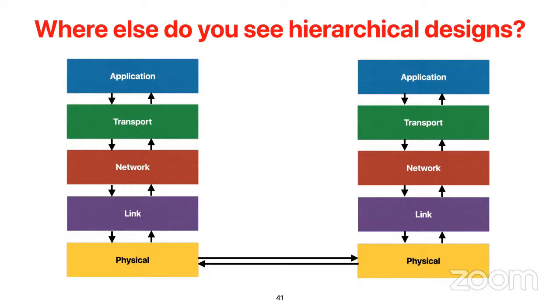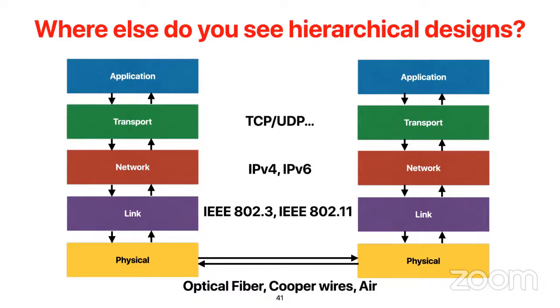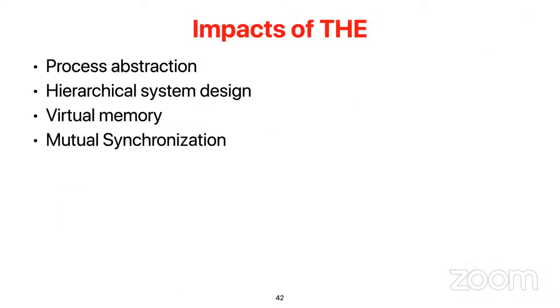You will see a lot of hierarchical design still. In networking, you have the physical layer, link layer, network layer, transport layer, application layer. That's a strict layer design. The link layer can only interact with the physical layer. The network layer can only interact with the link layer. That's exactly like Dijkstra's paper. So you can see there are a few impacts of the THE paper.